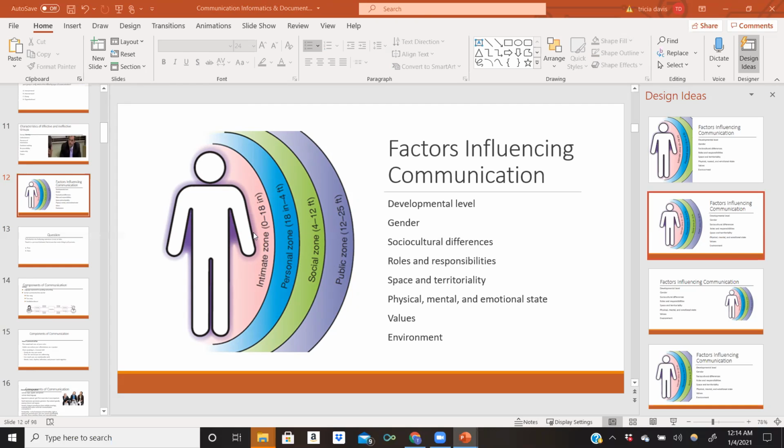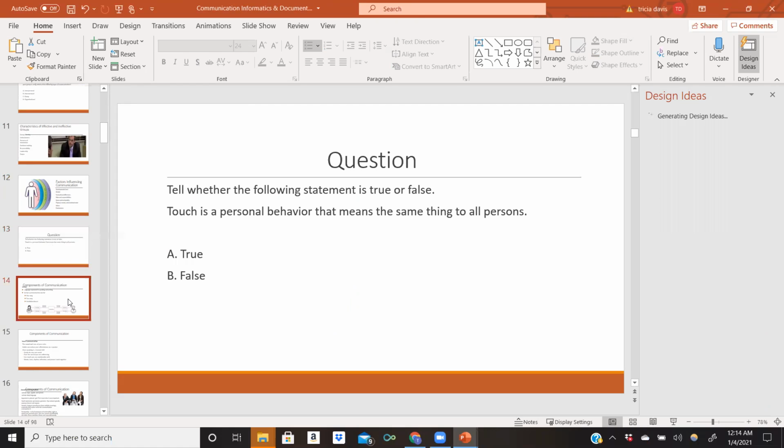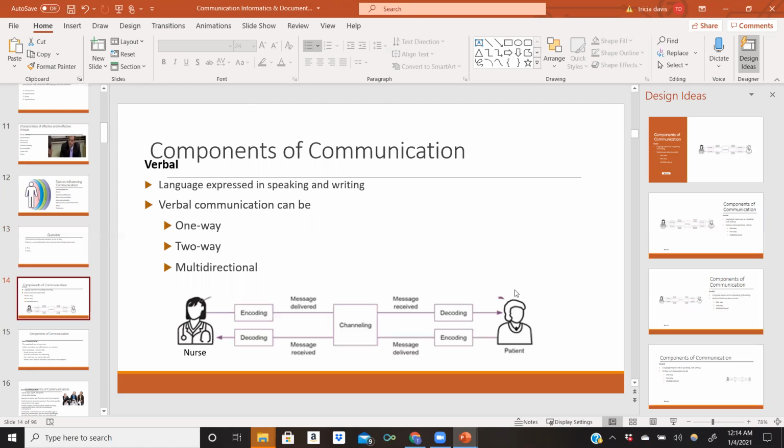And then you have a social zone, which is 4 to 12 feet. We know all about social distancing, right? 6 feet would fall in this category. So you could be in the room just having a conversation, sitting in a chair. And then you have your public zone, which is 12 to 25 feet. So that's proxemics. We will answer that in class.